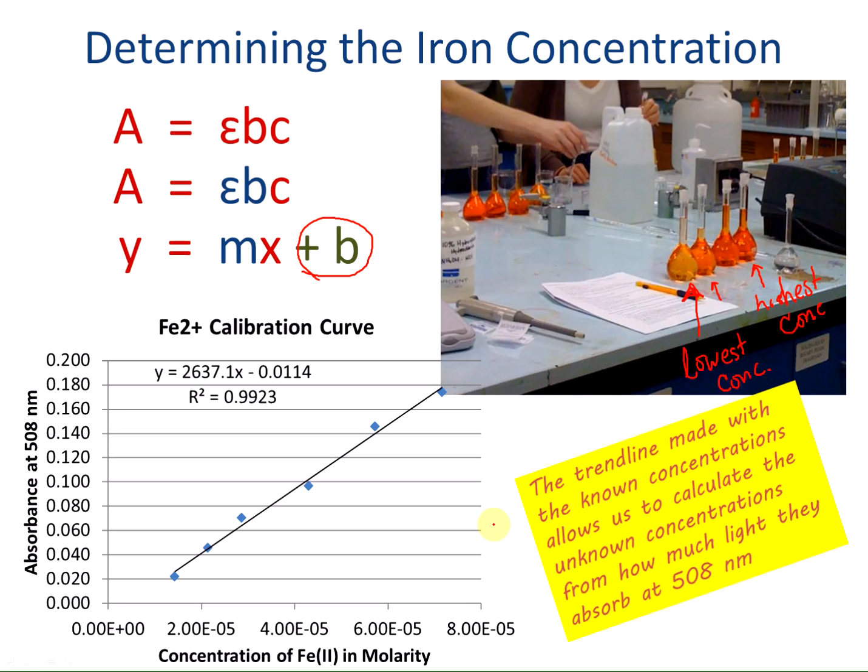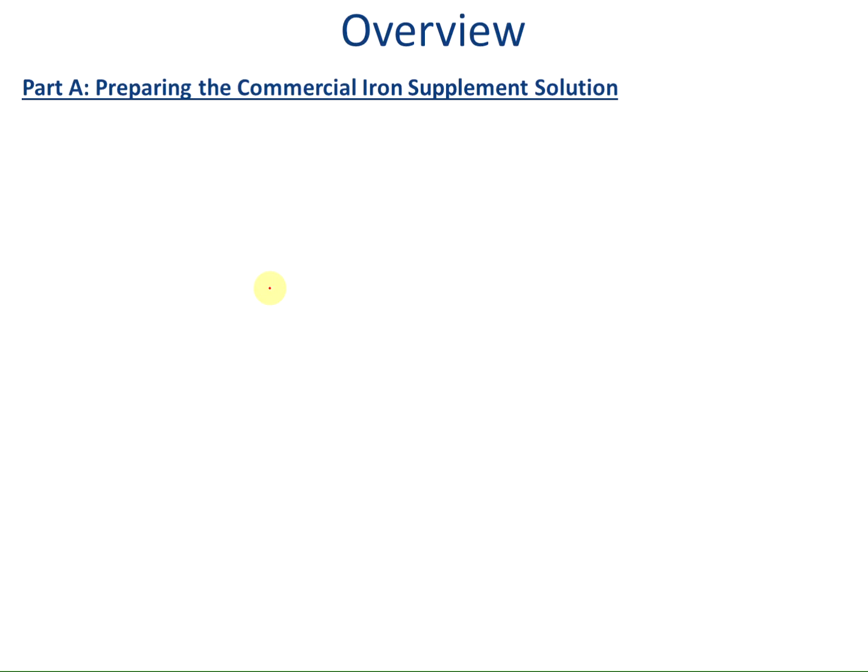So once we get this trend line and we find out where, let's say, our unknown absorbs at 0.13, we'll be able to calculate the concentration based on that trend line. So if we know the Y value, we can solve for X. So this is just to give you an overview of what we're going to be doing in lab.